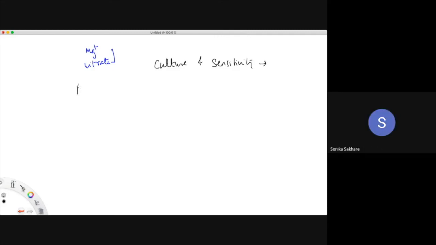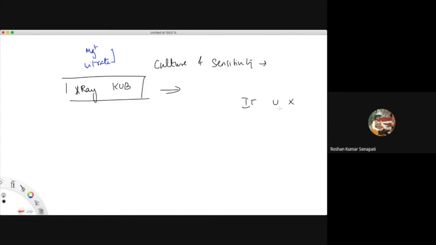Imaging studies: we will do the X-ray KUB. What are the stones which are radio opaque? Everything other than uric acid stones. So they are all radio opaque. For them you will do X-ray KUB and they will show up. And 90% of the renal calculi are radio opaque.